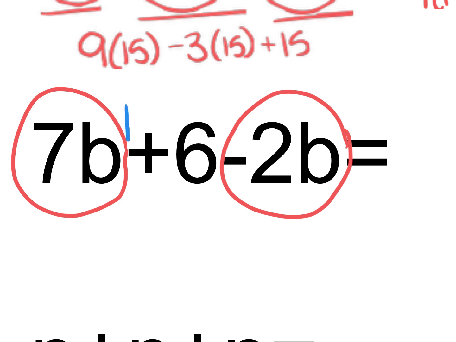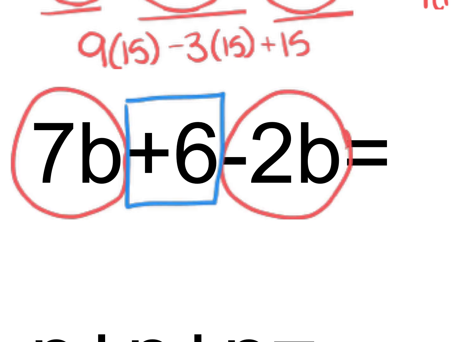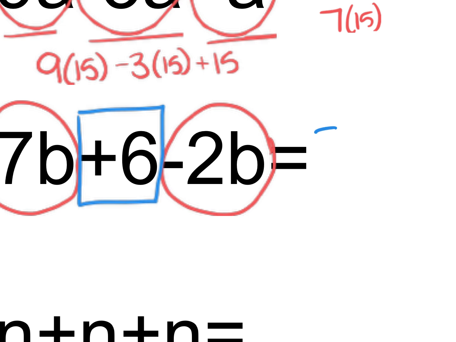So maybe I'm going to, instead of circle it, I might box it in. Or maybe I underline it. So the different types of terms, I'm going to use different symbols. Because now visually I can see, ooh, all my red circles I'm going to put together. So 7b, 7 bananas, minus 2 bananas. 5 bananas. That's 5 bananas. The plus 6, the constant, was there anything else I could combine that with? So I'm just going to leave it as a plus 6. That's it. I can't add those because they're not like terms.